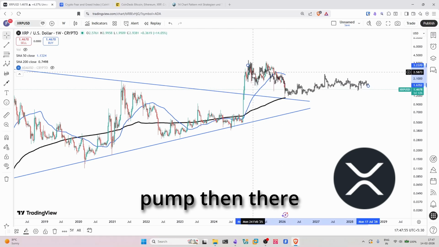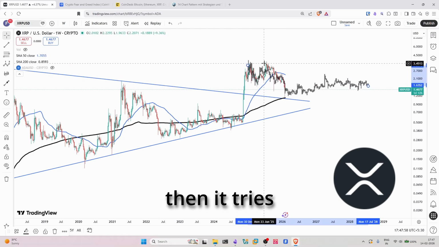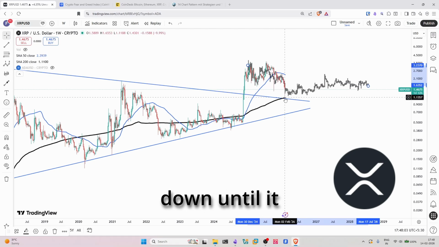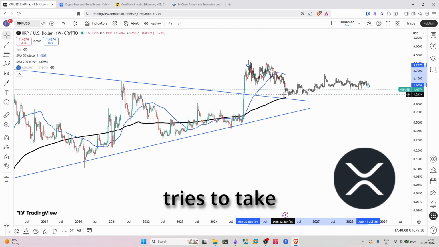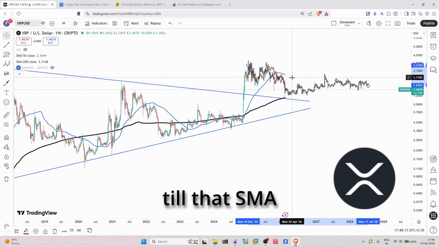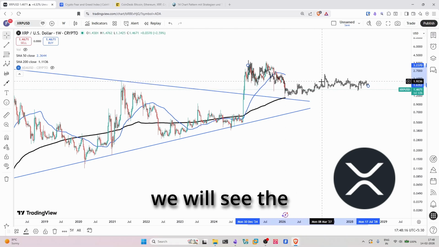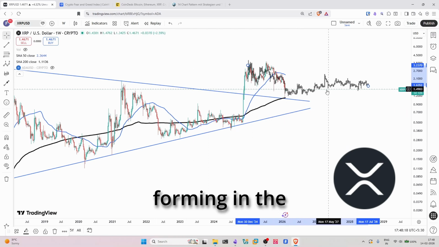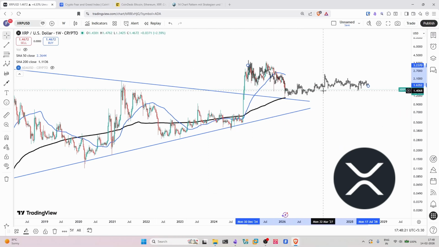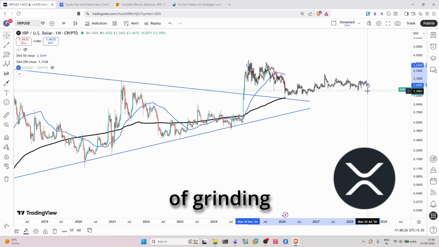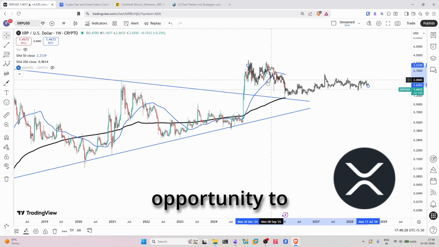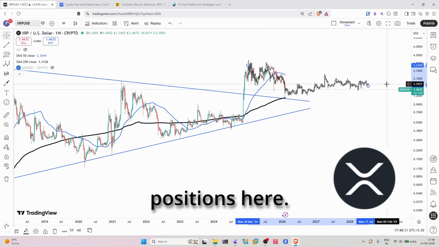The initial pump, then there's a retracement, then it tries to reclaim those levels but fails, and then there is a slow grinding down until it reaches the 200 days SMA and breaks the 50 days SMA and tries to take support over here. Then we see a slow grinding till that SMA will divert downwards, and we'll see the same pattern forming in the next few years. So if XRP follows the same pattern, we may see a lot of grinding work, and then there is a good opportunity to do averaging out your buying positions here.